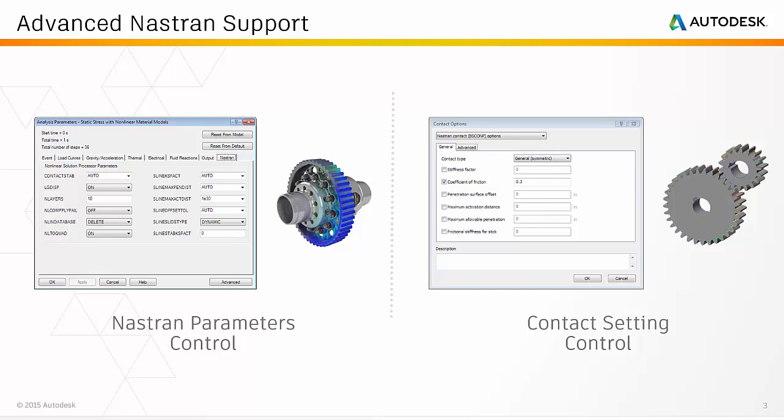The 2017 release includes unique controls for simulation mechanical solvers and Nastran solvers. These controls are unified in a single redesigned contact options dialog, and they differ based on your selection of global contact settings versus explicit contact pair settings.